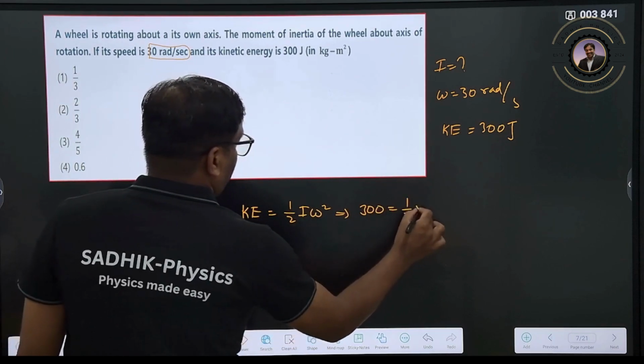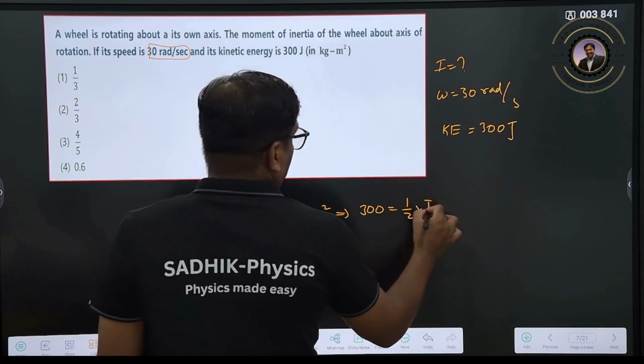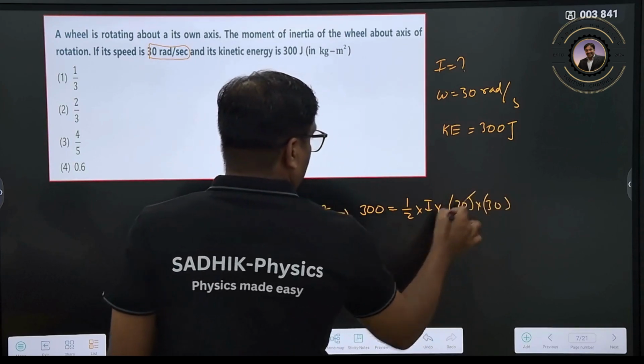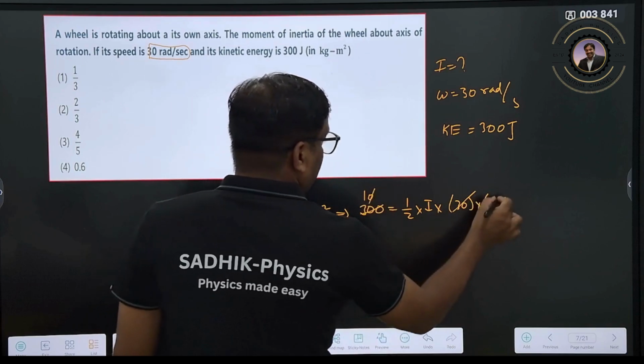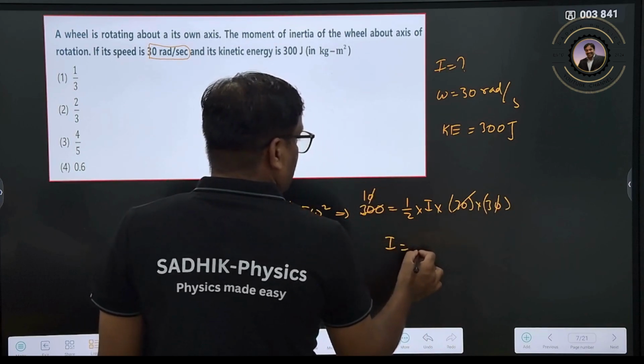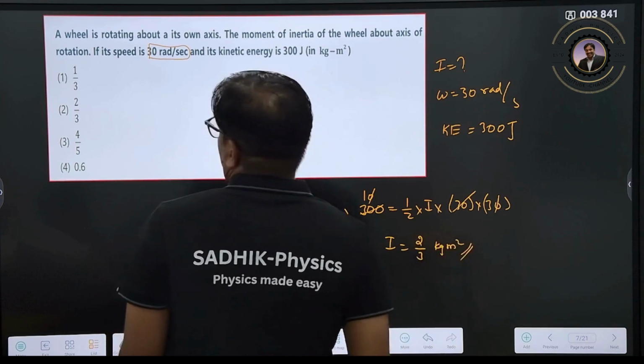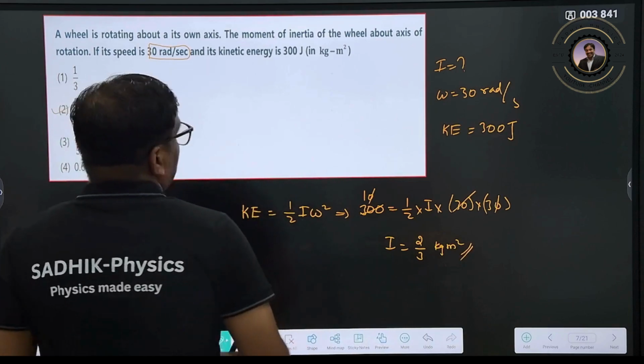300, 1 by 2 into 30 into 30. Clear? 30 into 10. This will get cancelled out, no? Moment of inertia is nothing but 2 by 3 kg meter square. So 2 by 3. You can add one more question.